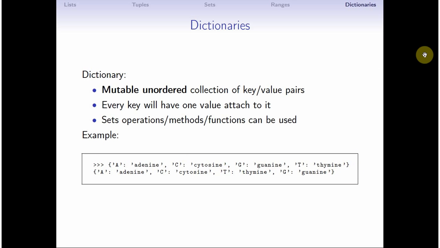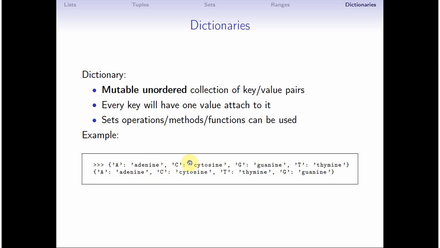It is a collection of key and value pairs. Every key will have one value attached to it. Set operators, methods, and functions can be used on it, because this is a set, just that each element in the set has a value attached to it. So this is what happens. How do we do it? Example, curly bracket, A.